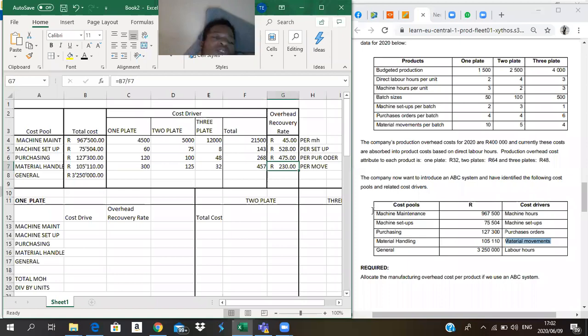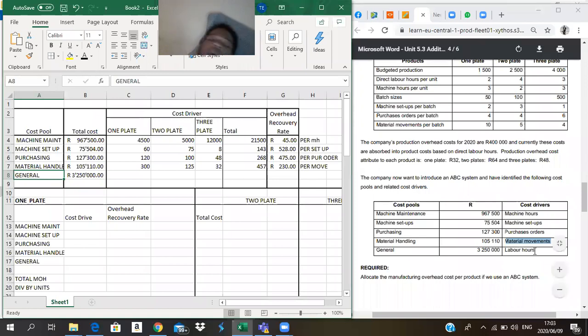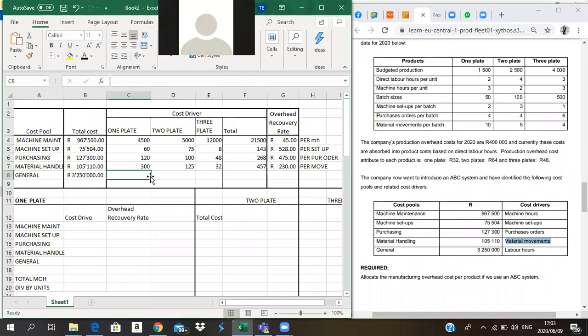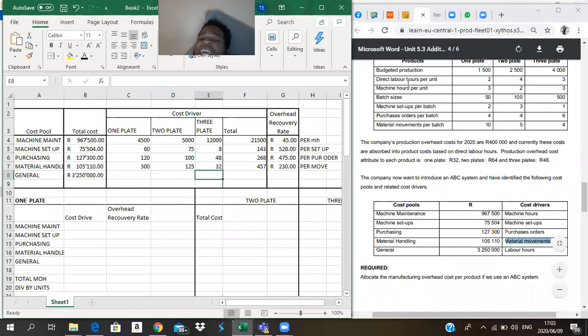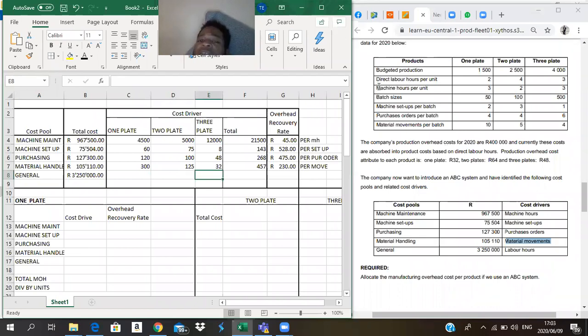So we move to the last cost pool here, which is general. General here, we have 3,250,000, and they tell us that the cost driver here is labor hours. So now I need to get the labor hours for one plate, two plates, and three plates. Let's go to this information, looking for our labor hours. There's the information about labor hours.